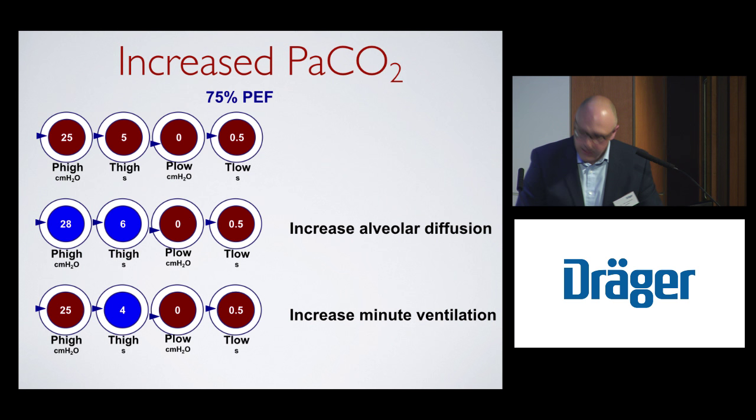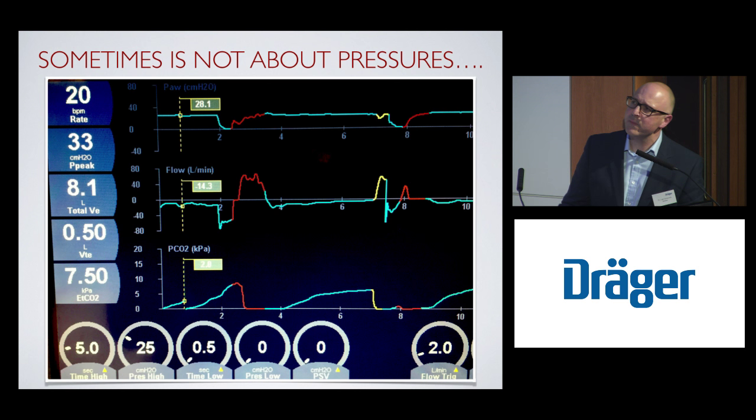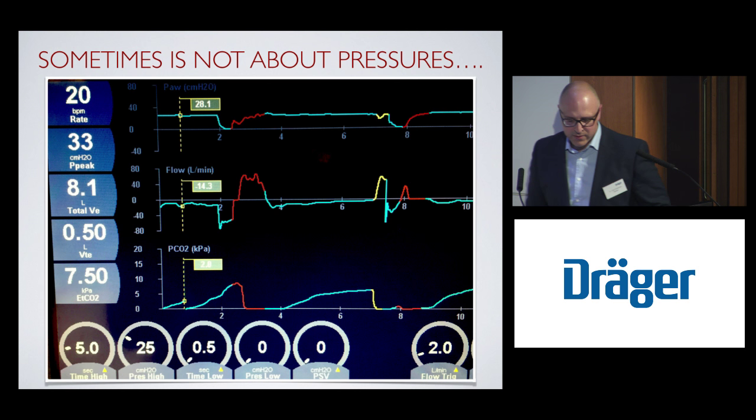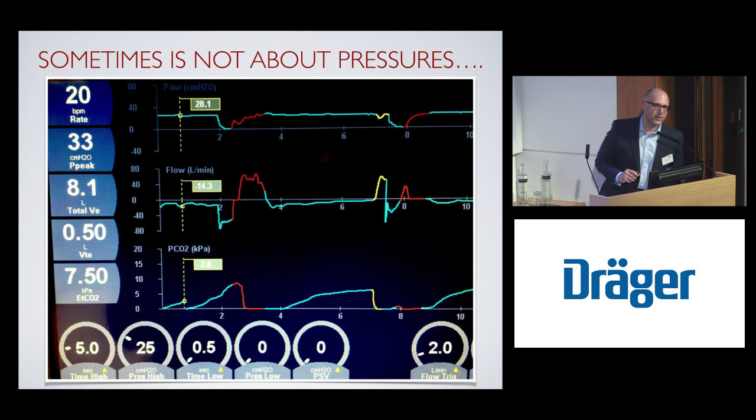But sometimes it's not at all about pressure. What do you think this problem, this patient is? This is a gentleman who was doing very well, and then the CO2 goes up all of a sudden. What do you think is wrong with this patient? Certainly spontaneously breathing, but what else do you think? You see this? This is not quite a 45% slope. This patient has secretions in the tube and he's absolutely blocked his tube.